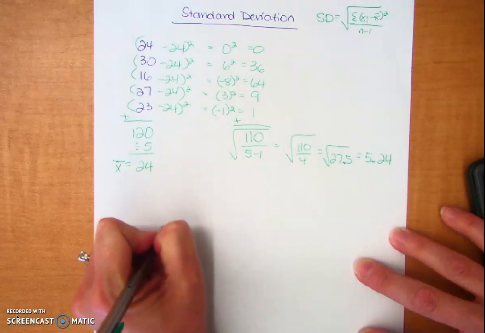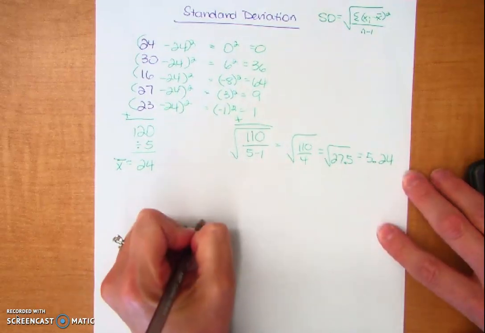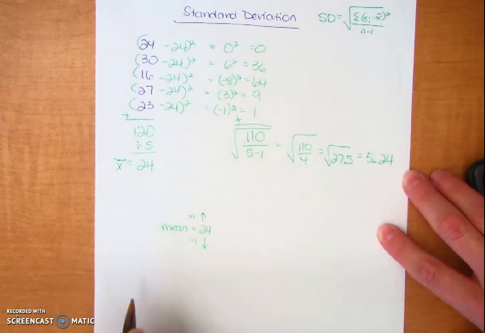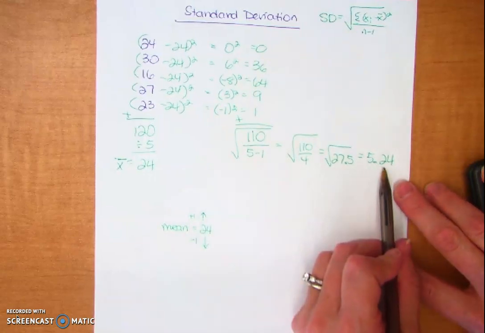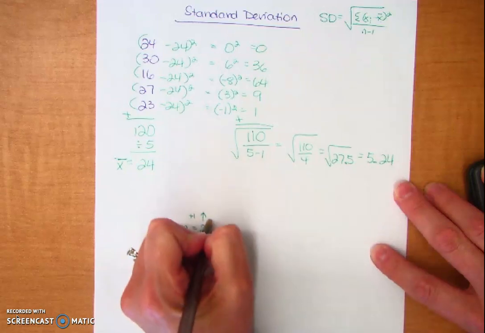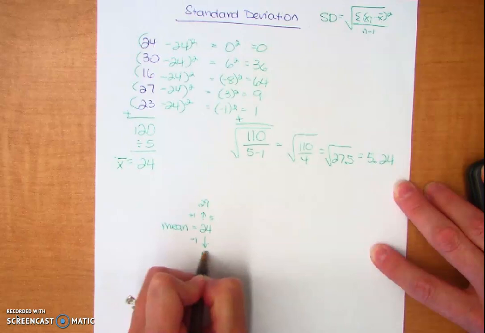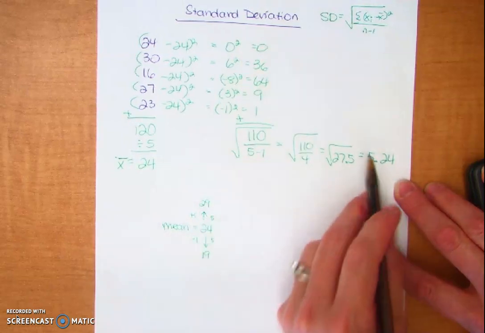So what we have here is we have our mean at 24. And so when we go up 1 standard deviation and down 1 standard deviation, so plus and minus 1 standard deviation, 1 standard deviation is 5.24, or we're going to say 5. So we're going to go up 5 to 29, and we're going to go down 5 to 19, okay, because 1 standard deviation equals 5.